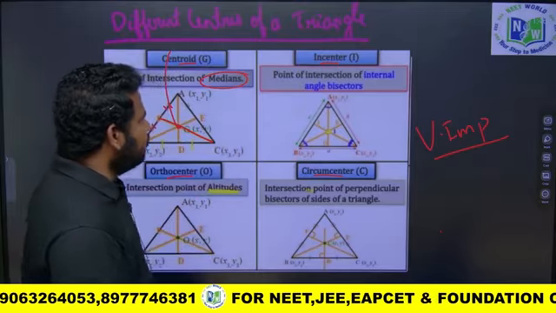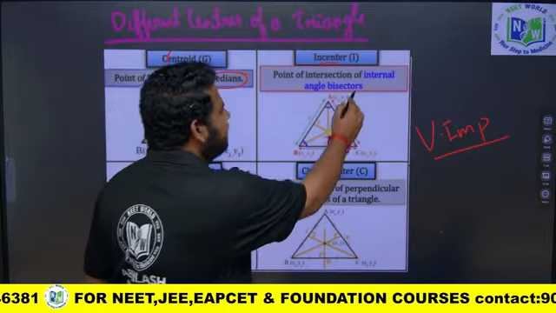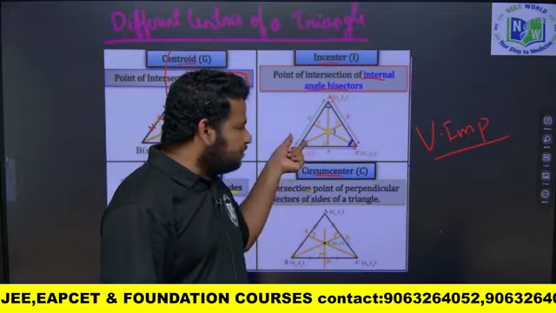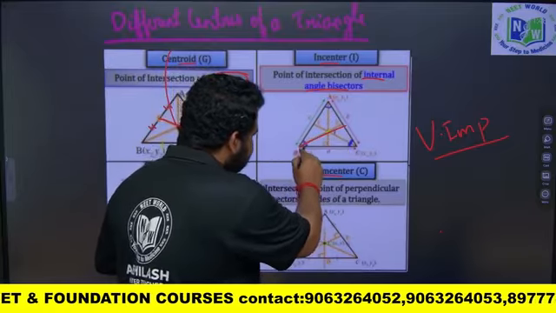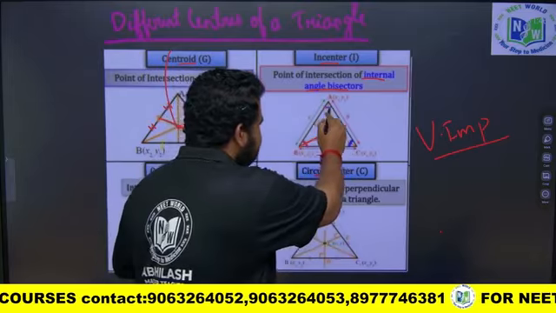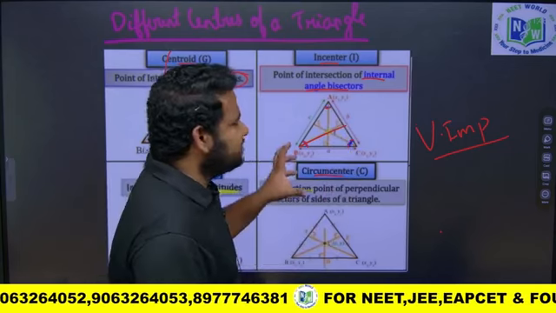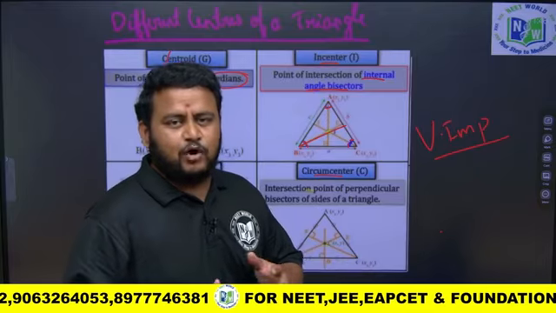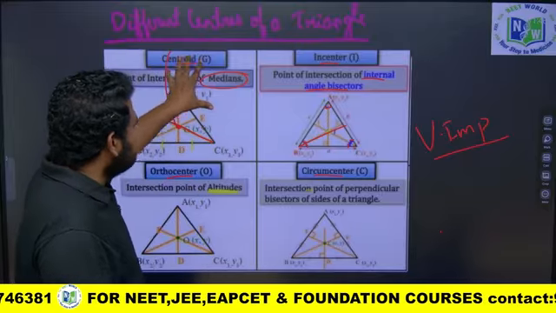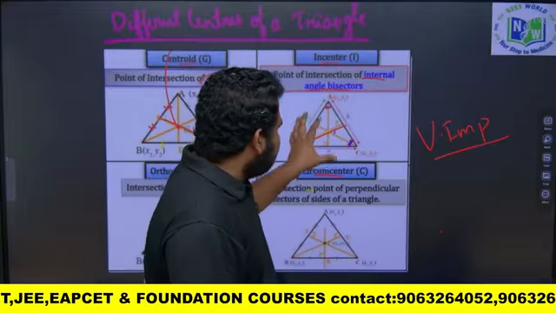Next, coming to incenter. The incenter is the point of intersection of internal angle bisectors. It's not about the side. Whatever the angle is, if you draw a line, the angle will be bisected into equal halves. Suppose this is 60 degrees, it will be bisected into 30 degrees and 30 degrees. Similarly here and here. This is the angle bisector. The side bisector is called the median, and the point of intersection of medians is called the centroid. The point of intersection of angle bisectors is called the incenter.